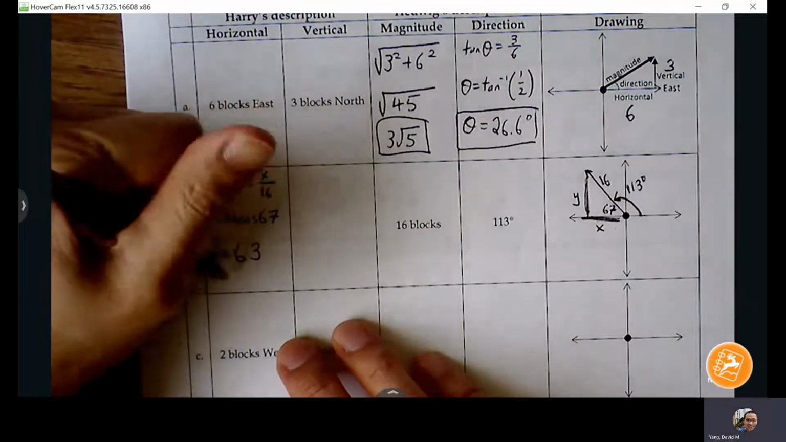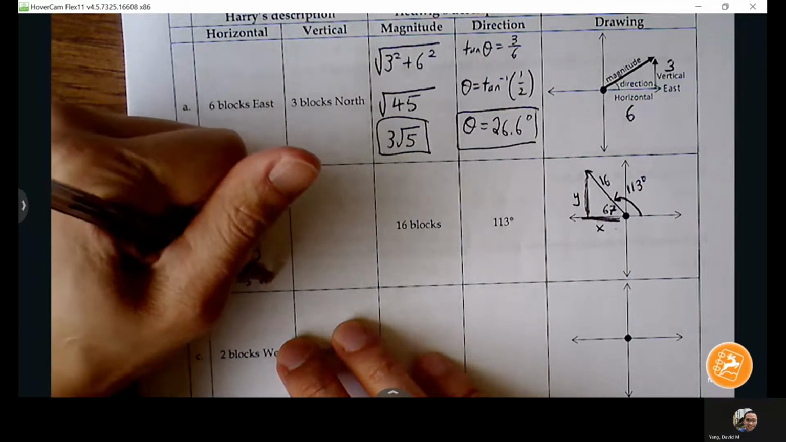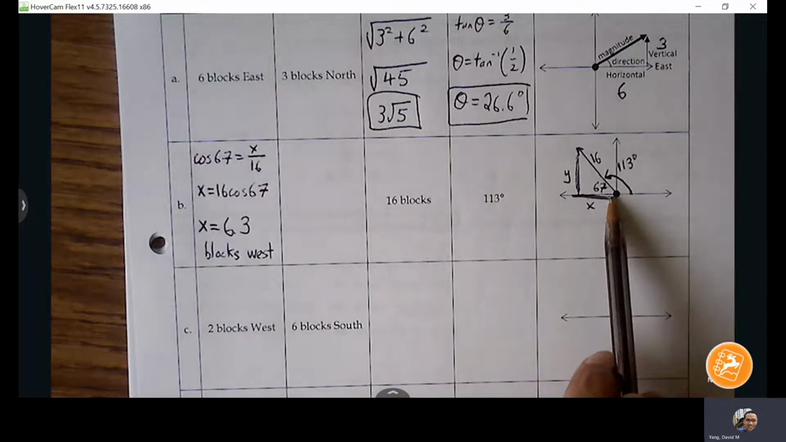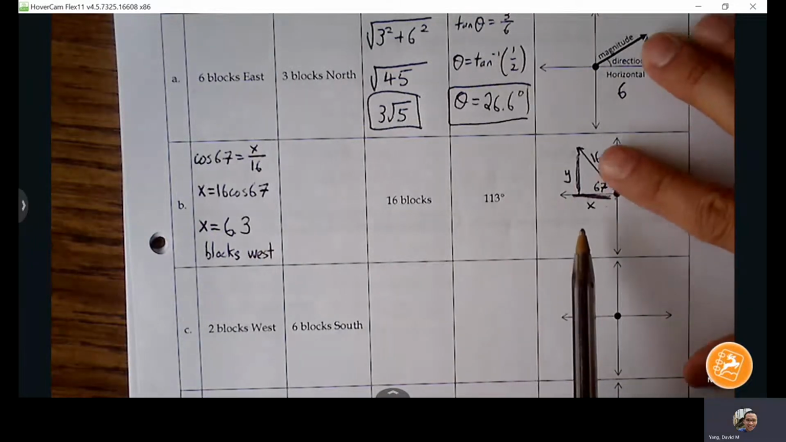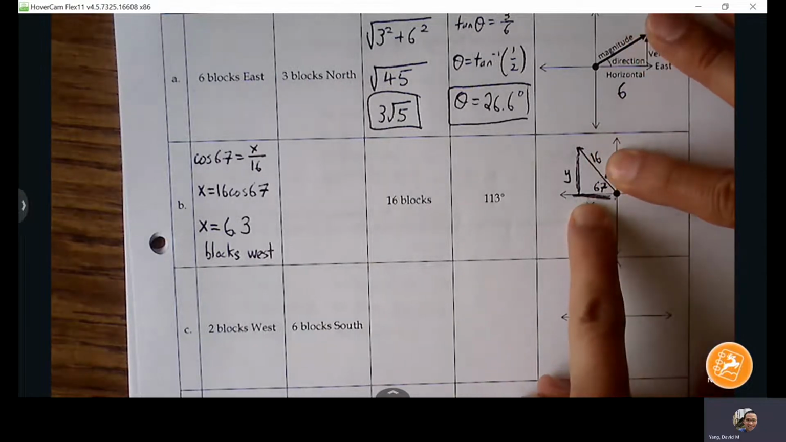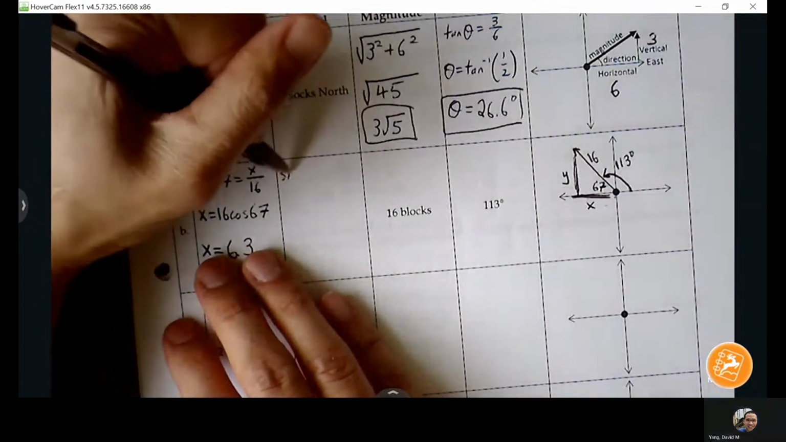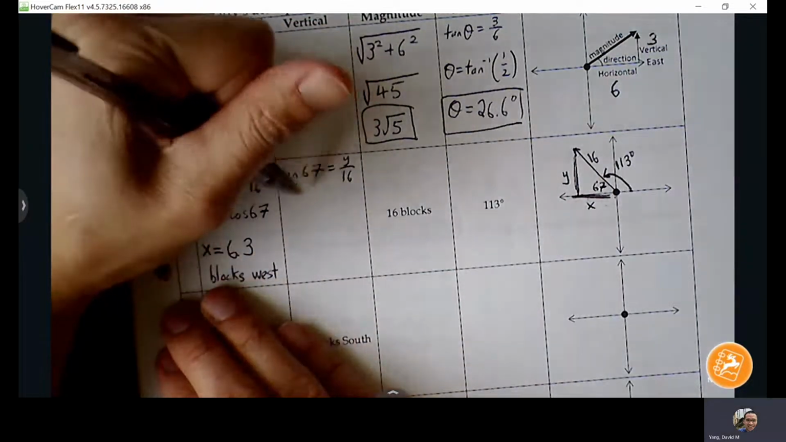Round to the nearest tenth. So that 6.3 tells us that Harry's going to have to walk west 6.3 blocks. Okay, so now we can solve for y. To solve for y, we want to use sine, right? So sine of 67 equals y over 16. Cross multiply.